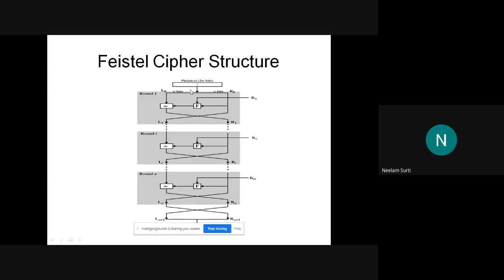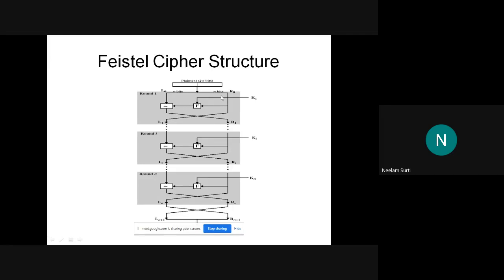L0 and R0. What is L0? L0 is nothing but W bit, and R0 is also W bit. And what is W bit? The plain text is exactly 2 into W, meaning twice W bit. So if twice W is 64, then the value of W will become 32. So L0 is equal to 32 bit and R0 is equal to 32 bit.